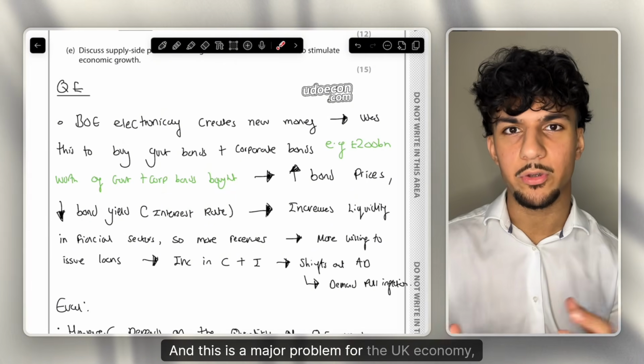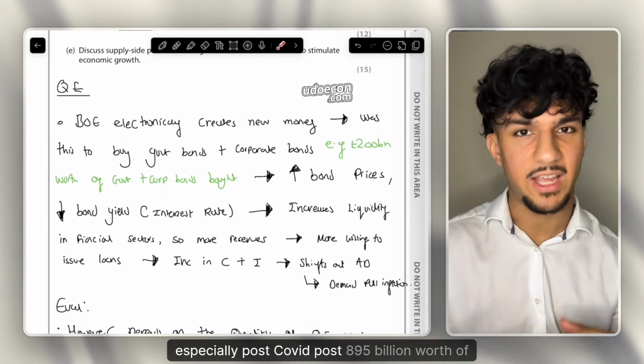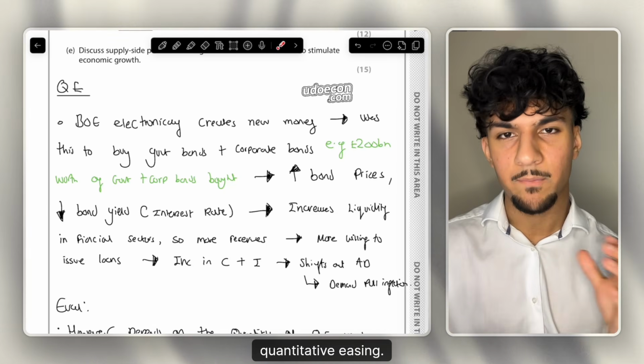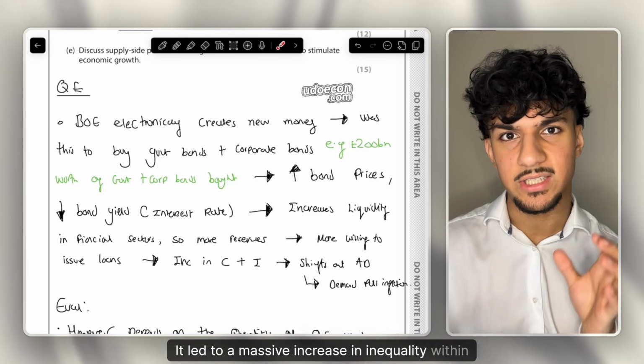And this is a major problem for the UK economy, especially post-COVID, post 895 billion worth of quantitative easing. It led to a massive increase in inequality within the UK.